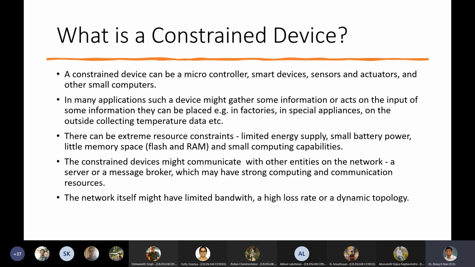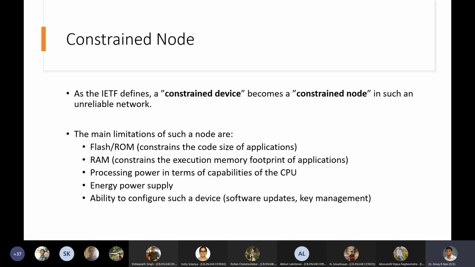So what we do is we need to have a proper definition of what is a constrained device. The constrained devices are of multiple types. They are typically categorized based on these aspects: how much flash it has, how much RAM it has, what kind of CPU you have, how you supply the energy, and how you update or configure the device. These are the 5 major aspects based on which you define the type of constrained node.